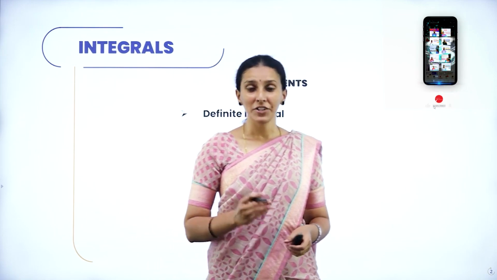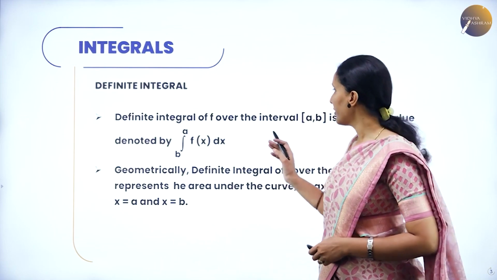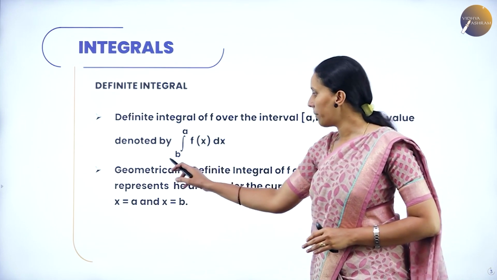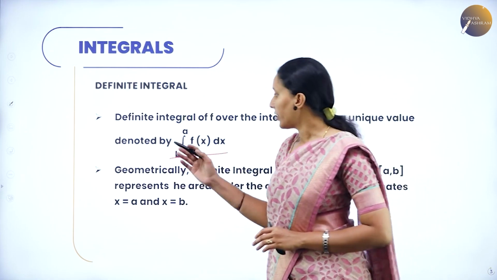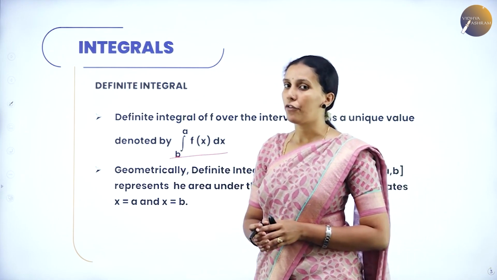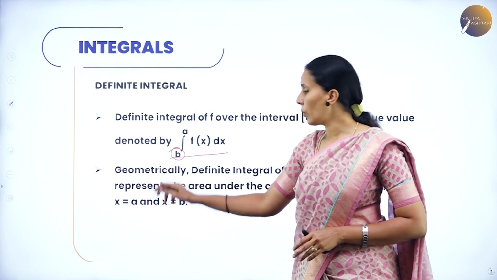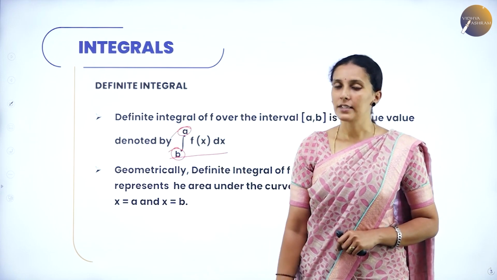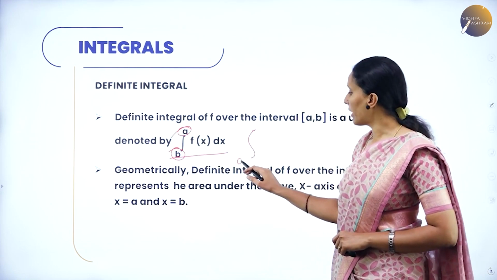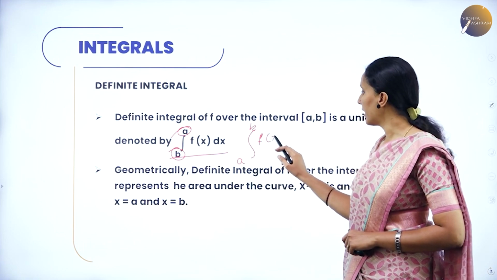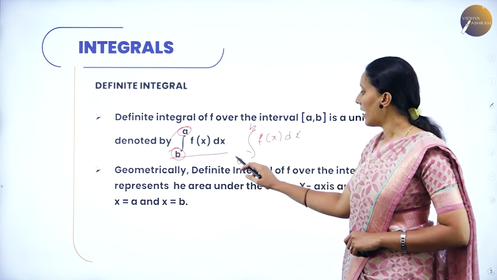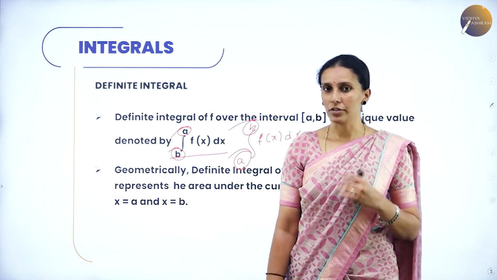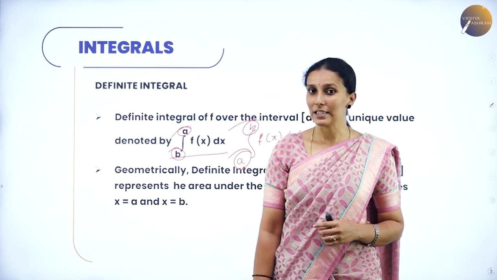So what do you mean by definite integral? The definite integral of any function is a unique value and it is denoted by integral from b to a, or sometimes from a to b, f of x dx. So this is called the lower limit and this is called the upper limit of f of x. Sometimes it can also be denoted as integral from a to b f of x dx, where a is called the lower limit and b is called the upper limit of a function. That is, we have to find the integral value.